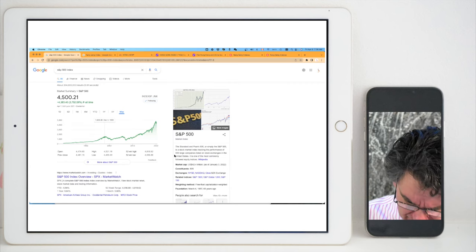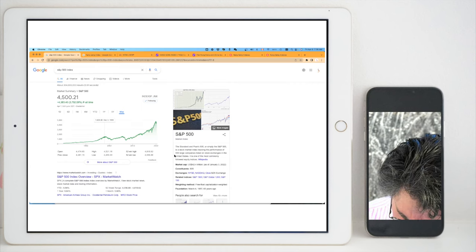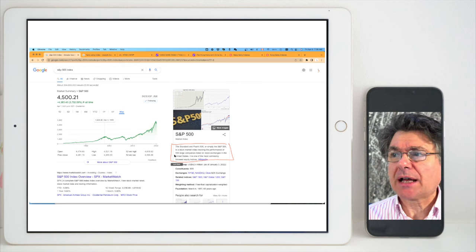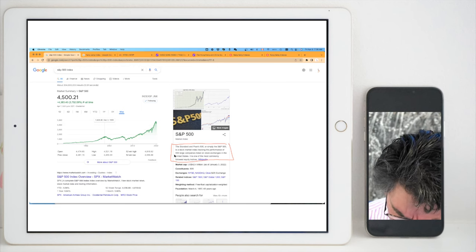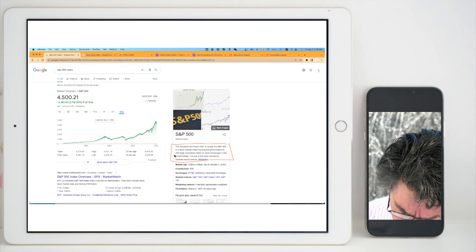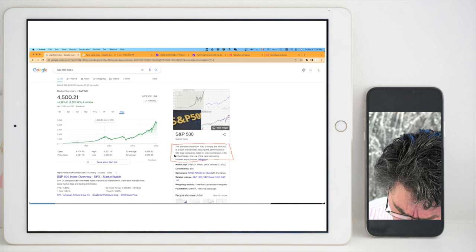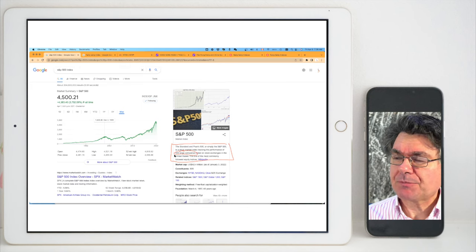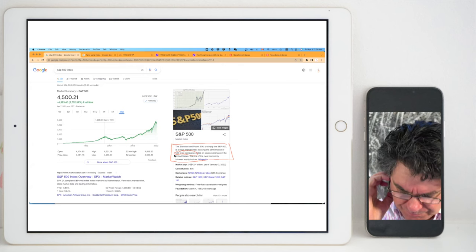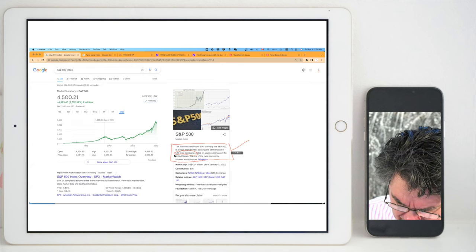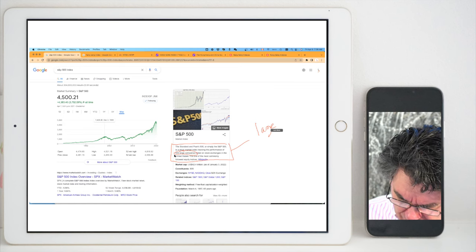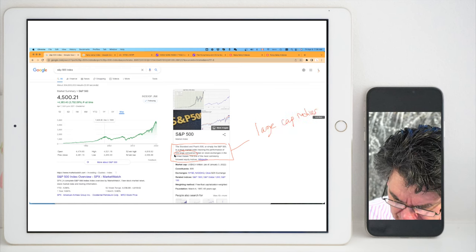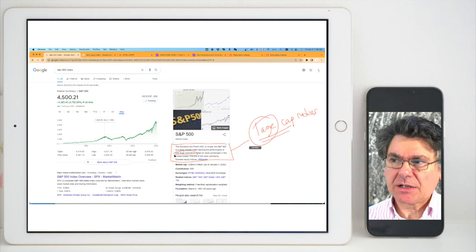You can see it here, the S&P. S&P stands for Standard and Poor's. This is the name of the company. It's a stock market index that tracks the performance of the 500 largest companies listed on the stock exchanges in the United States. So because of that, it's one of the large cap indices, large capitalization, large companies.